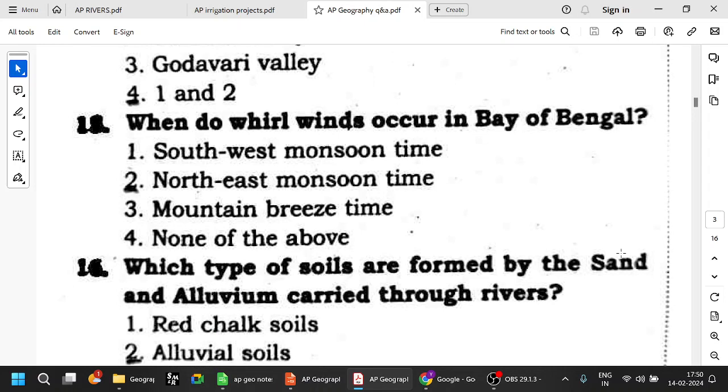So when do whirlwinds occur in Bay of Bengal? If you are aware about the southwest monsoon, if you look at the India map, it comes from the southwestern side, passes through much of India, the central and peninsular India. Then it hits the Himalayan region in the eastern part, and then comes back as the northeast monsoon. So, when it comes back as the northeast monsoon, most of the whirlwinds occur in Bay of Bengal. So, northeast monsoon time.